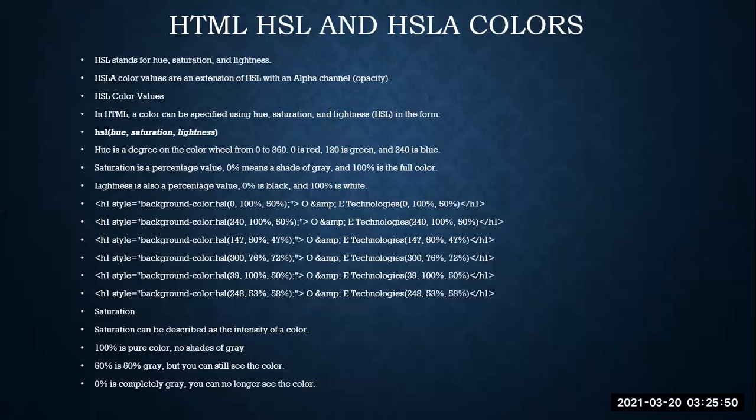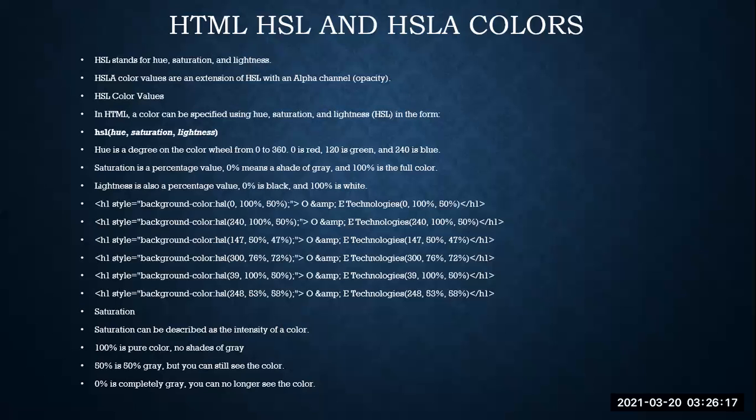So for instance, if I have my hue at, let's say, 90, I'm mixing green into my red. That will give me a different color. But if I'm adding a shade of gray to my colors, I'm adding the gray from the saturation. That is how that one works.